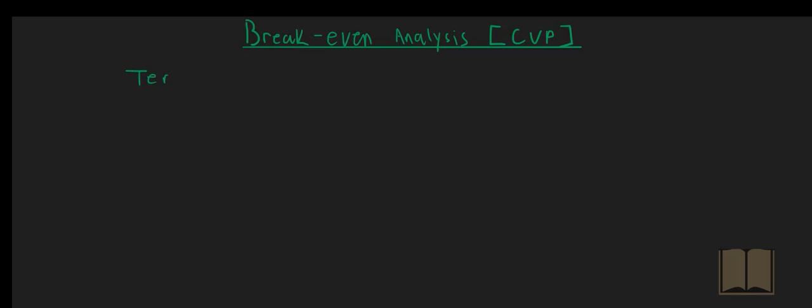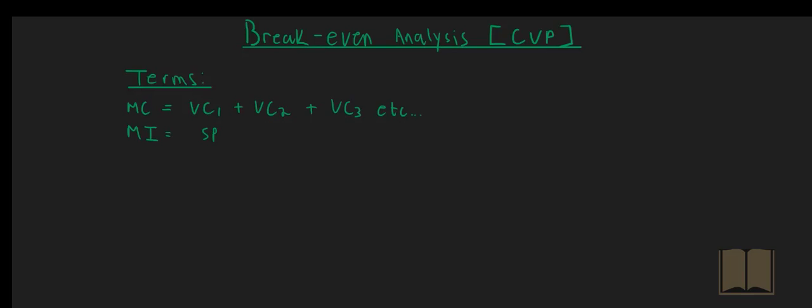In this tutorial, we'll be looking at break-even analysis, otherwise known as cost volume profit, or CVP for short. Let's start off with some terms. The marginal cost is the summation of all your variable cost. For example, the first variable cost can be a certain material, second variable cost can be another type of material, third variable cost can be a direct labor cost.